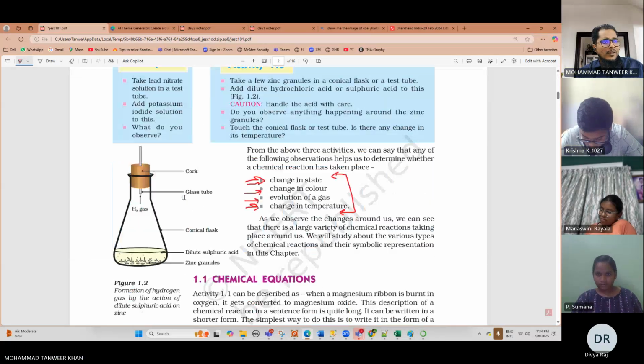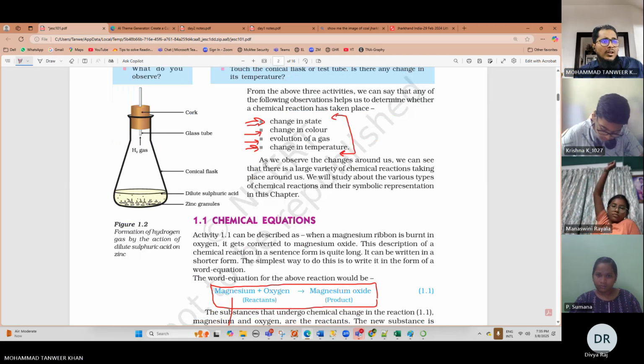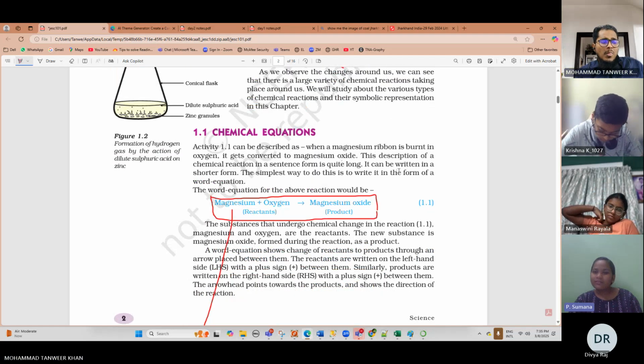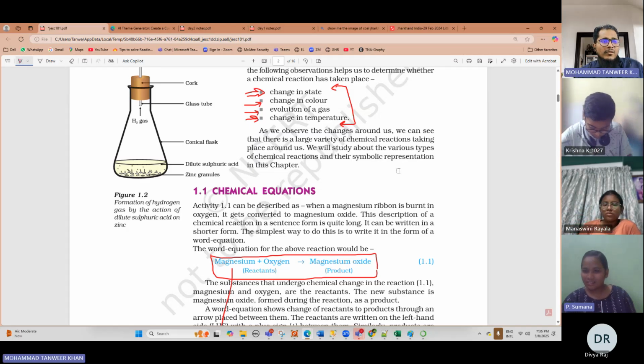In a chemical reaction, what all things will happen? The state will change. We have seen sometimes a solid gets converted into a liquid or gas. The color will change, evolution of a gas, and change in temperature. If it is an exothermic reaction, the temperature will increase because heat will be evolved. We also saw evolution of gas. In most of them, either hydrogen or oxygen or carbon dioxide is released.